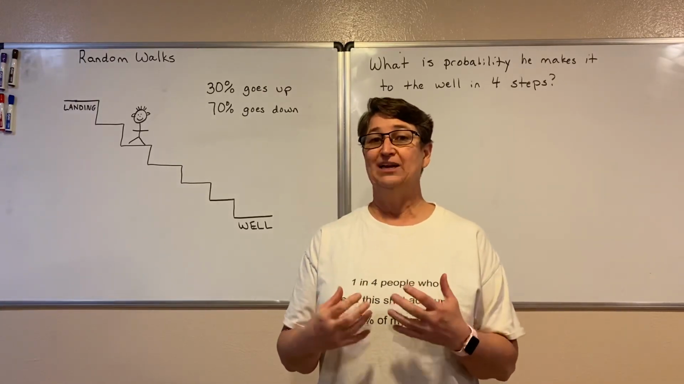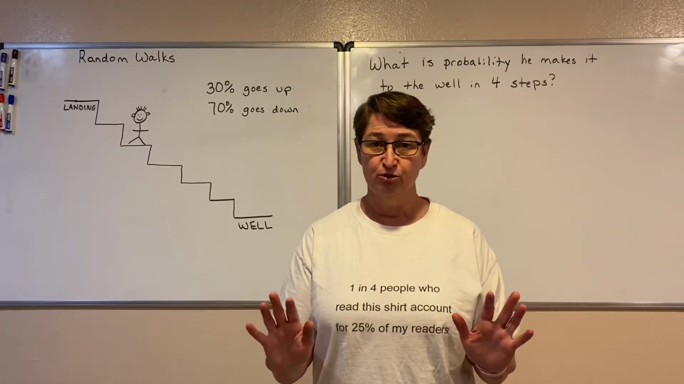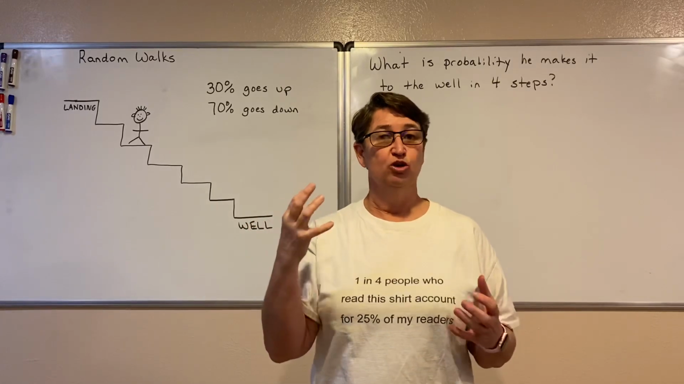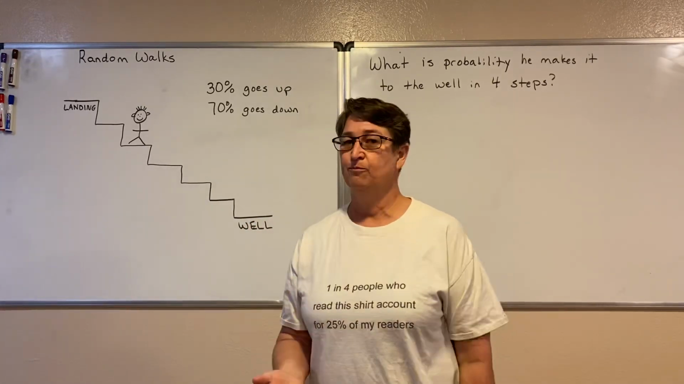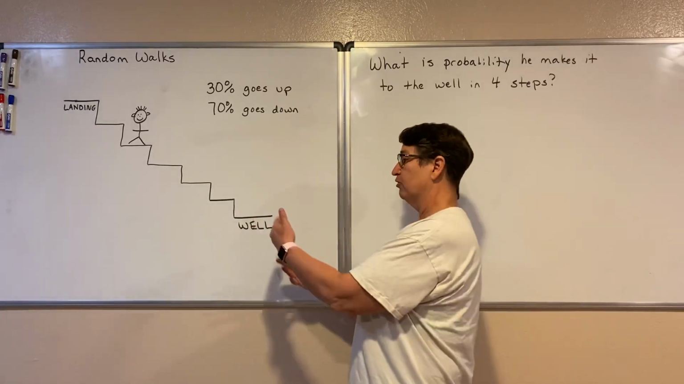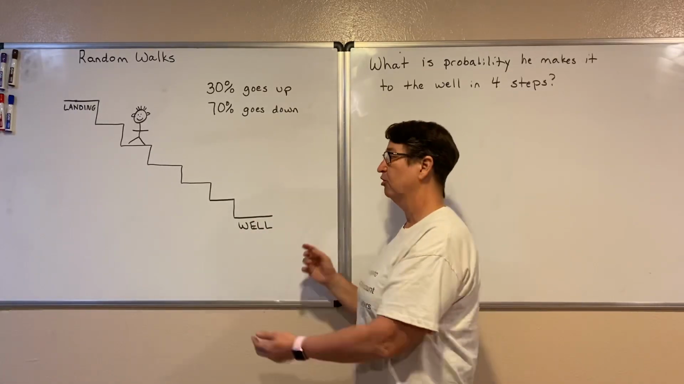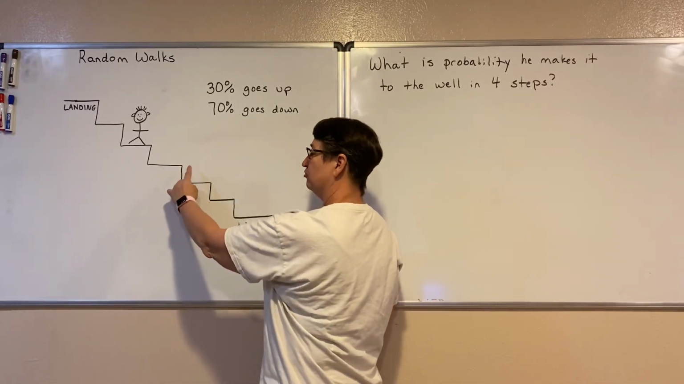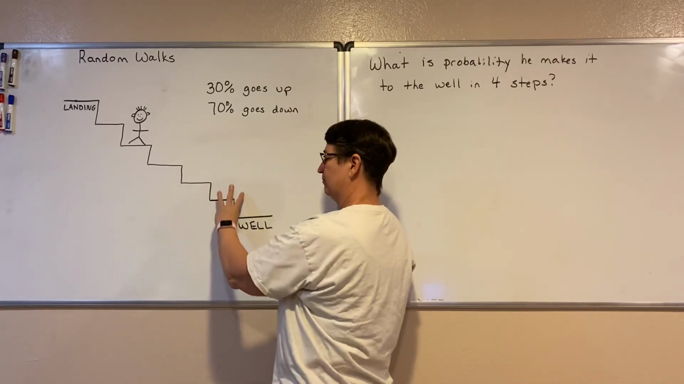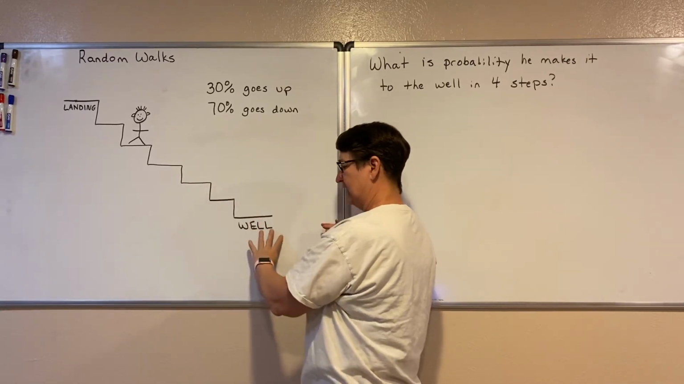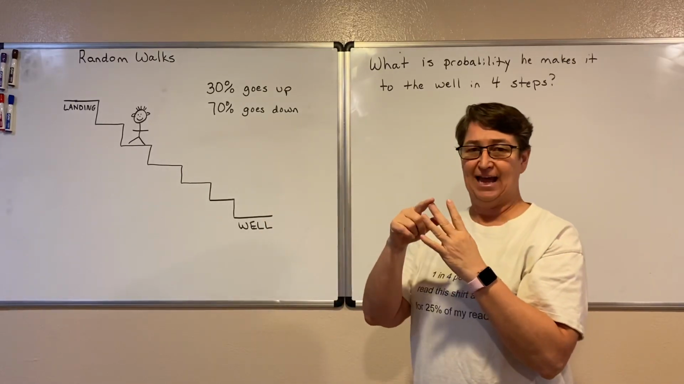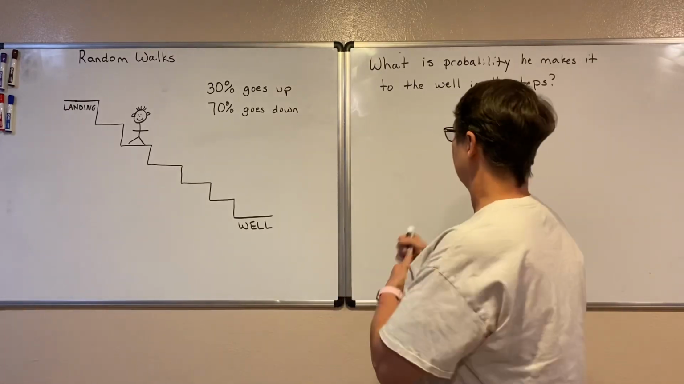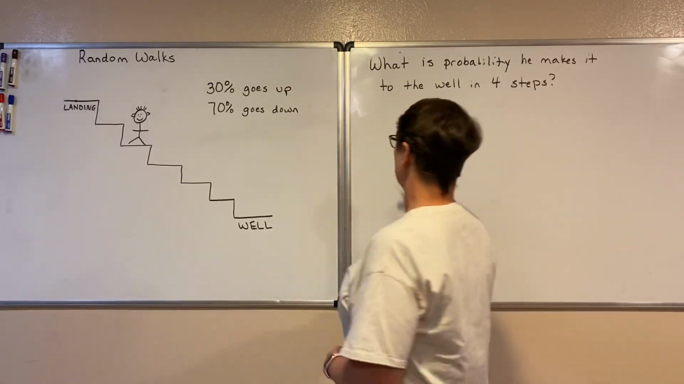The first thing we do when we're working these classical or theoretical problems is put the problem into words. Before you start using numbers, think about what the scenario looks like. For Christopher Walken to make it to the well in 4 steps, he would have to take a step down, and another step down, and another, and another. So he would have to go down and down and down and down to get to the well in 4 steps.